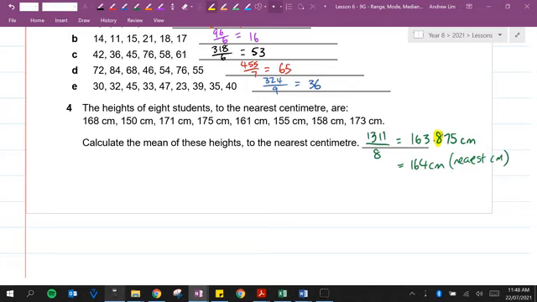The mode is the most common score, or the most frequent score, and the mean is the average, which means we need to add them together and then divide by however many scores we added. Okay, and that's it for this video.